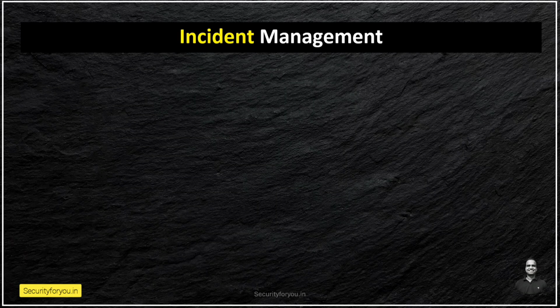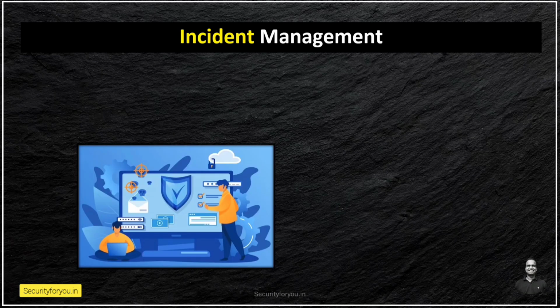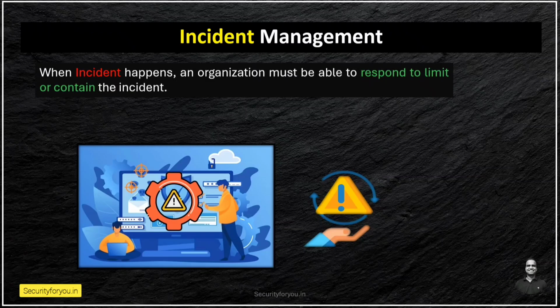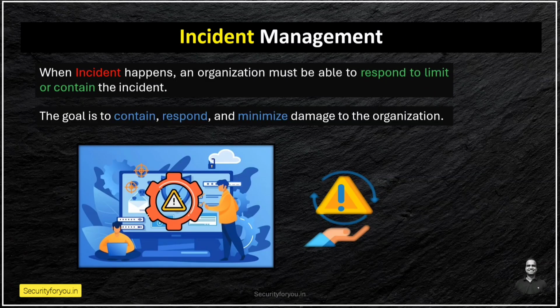One of the primary goals of any security program is to prevent security incidents. However, despite the best efforts, incidents occur. And when they do, an organization must be able to respond to limit or contain the incident. The primary goal of incident management is to minimize the impact on the organization.